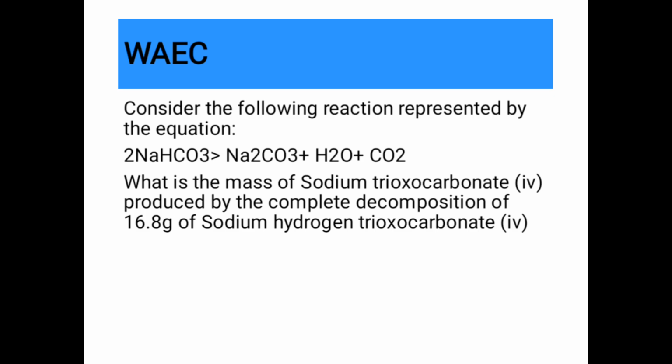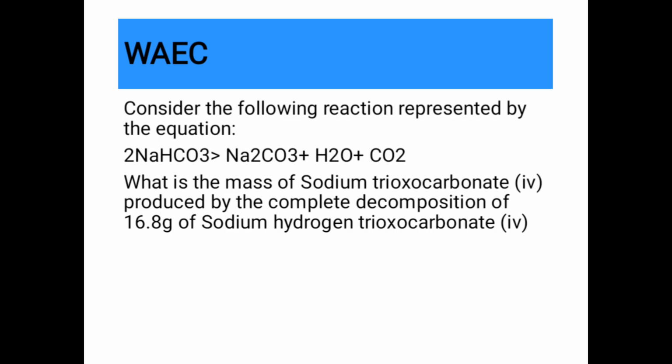We are going to do this second question the same way. You are given sodium hydrogen trioxocarbonate(IV). It decomposes to produce sodium trioxocarbonate(IV) plus H2O plus CO2. We have to find the mass of Na2CO3 produced when 16.8 grams of sodium hydrogen trioxocarbonate(IV) is completely decomposed.